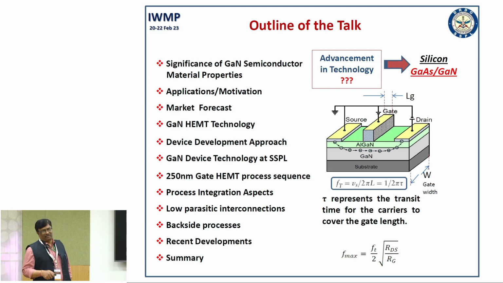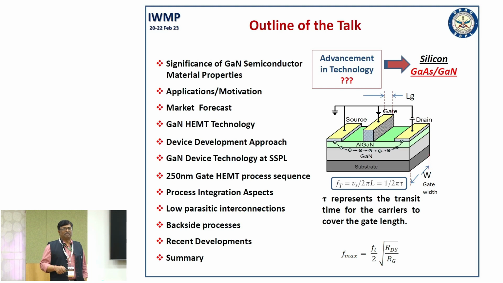And then backside process. Since it is gallium nitride over silicon carbide, being the second or third hardest material, backside process becomes equally difficult. So how we are working on that, and then what are the recent developments going on the world over, and then I'll summarize my talk.